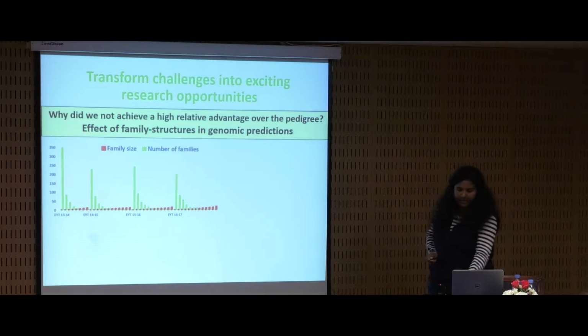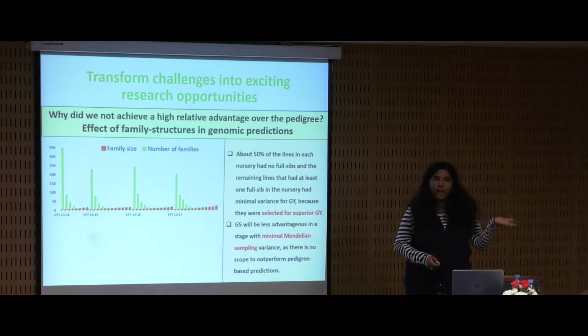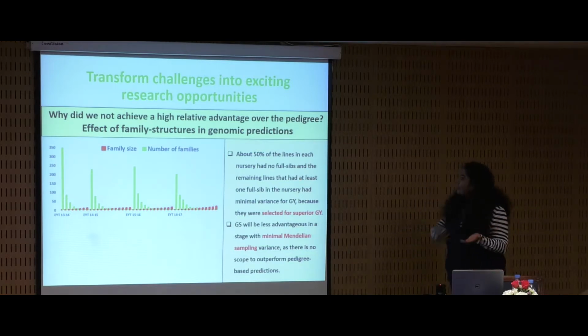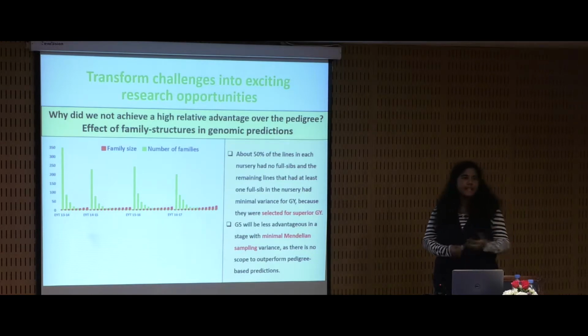So we looked at the family sizes and the number of families in these 4 different nurseries. And it seemed that about 50% of the lines in each nursery had no full sibs. So using 50% of the lines which have just one individual per cross, and the remaining 50% that had at least one full sib, you had lines that had minimum variance for grain yield. And this was because the breeder had selected them.